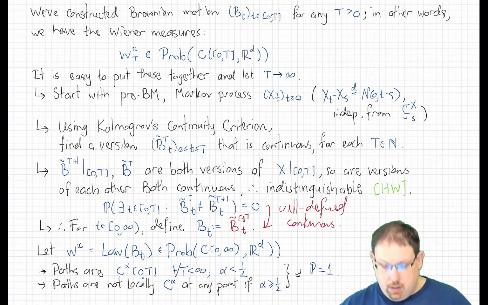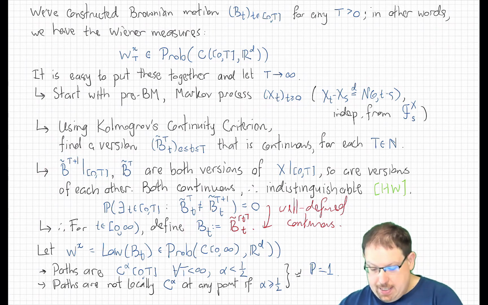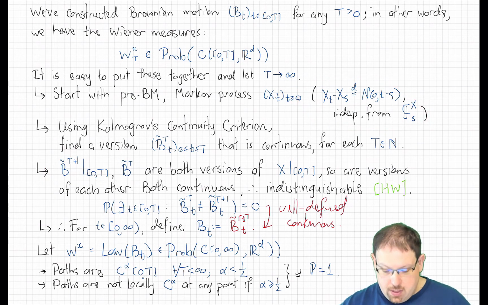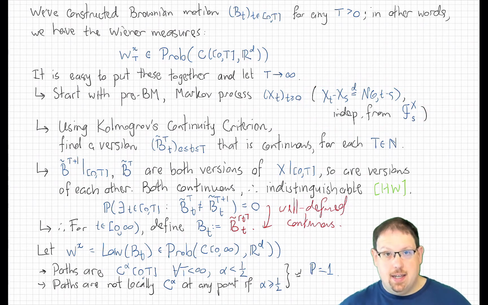On each compact interval, this is a version of this original process by construction, and therefore it has these as its finite dimensional distributions. So it is a continuous stochastic process with these finite dimensional distributions, which means that it is a Brownian motion by our definition.